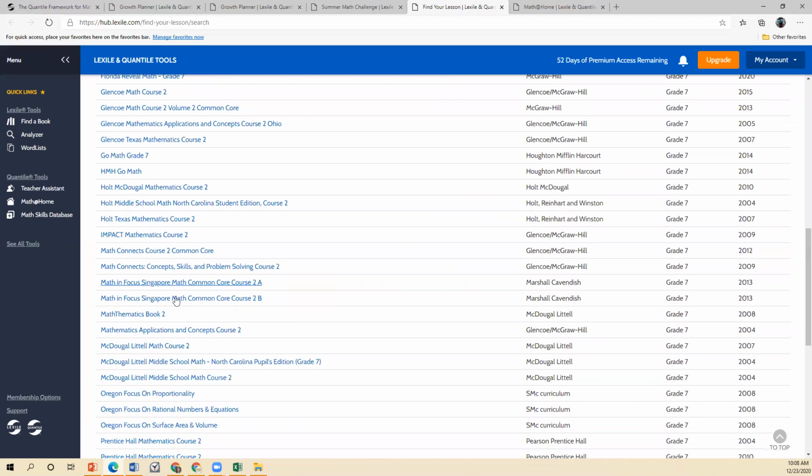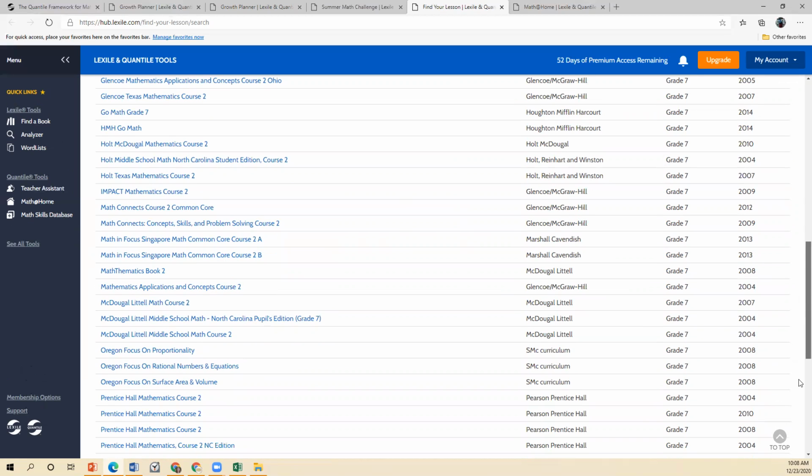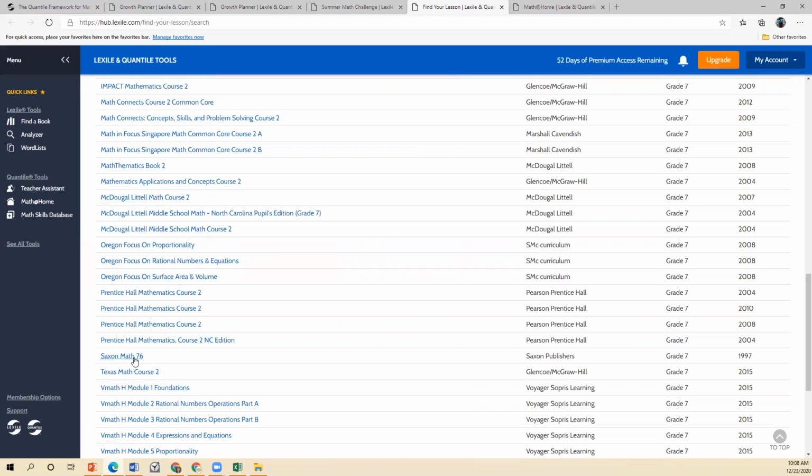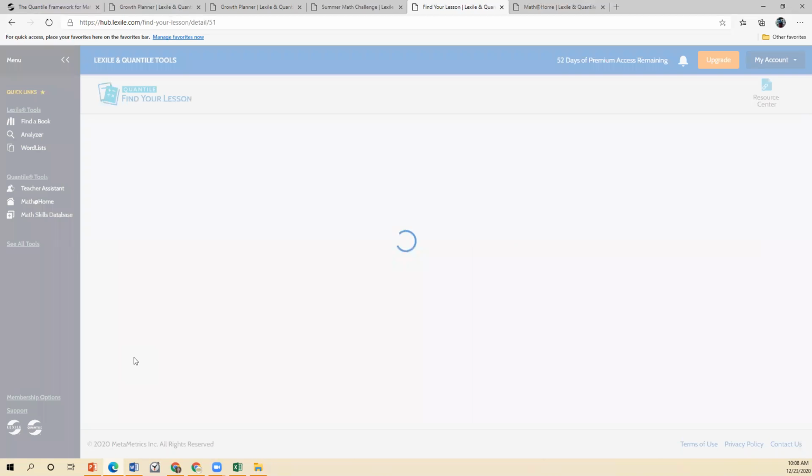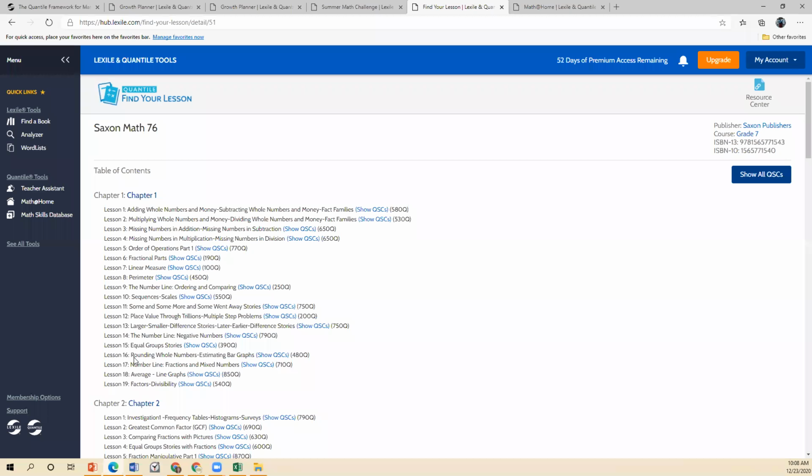Here you see the Singapore Math, if you are using Singapore. And then here we have Saxon Math. If your student struggles with a certain concept in their math book, you can find resources to help support those concepts. Now, a quantile measure does not indicate that the student has mastered all of the material at or below the student's quantile measure, but that they are familiar with it.